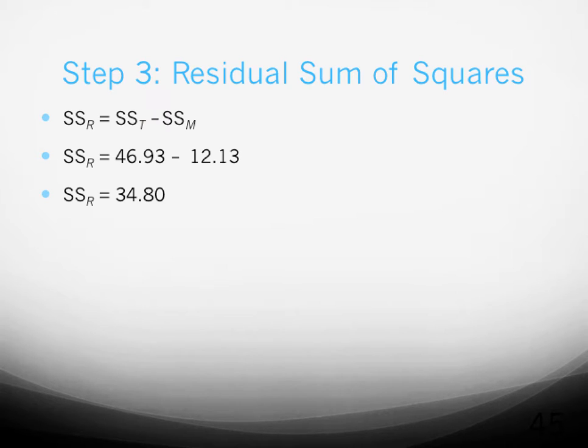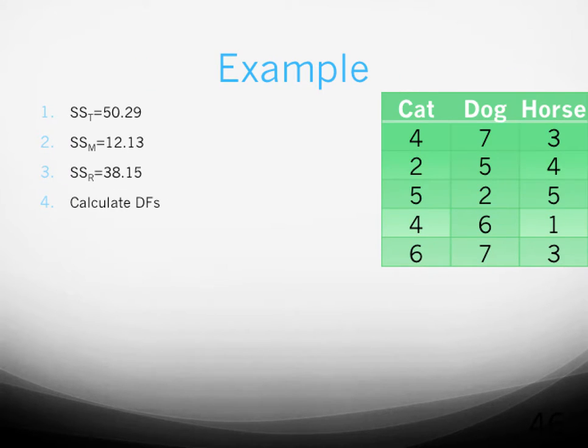Then the next step we have is the residual sum of squares, and that is just the total sum of squares minus the model sum of squares. So the total that we've calculated in the first step, 46.93, well, we subtract 12.13 from that to get the residual being 34.80. Now, I have it in a slightly different order than the first one because it doesn't matter, as I said there.